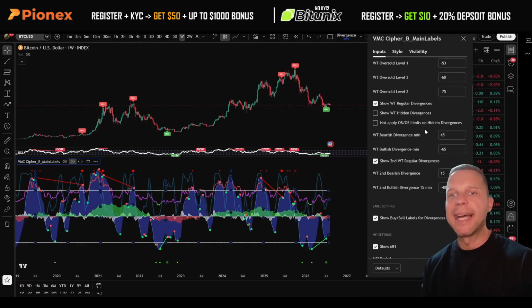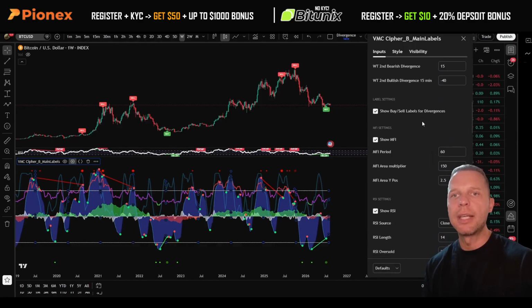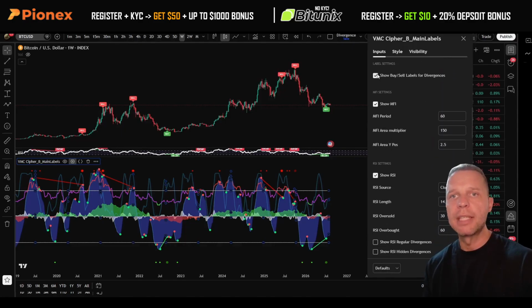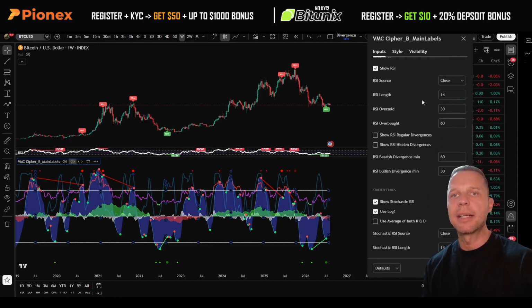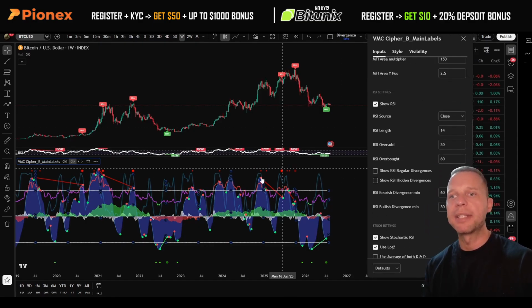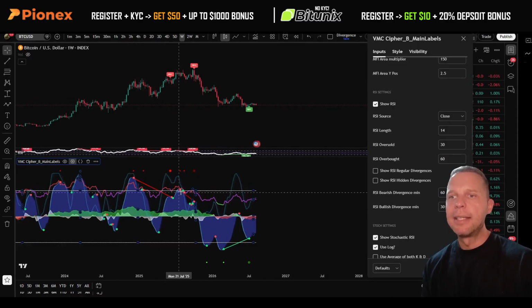But how do I get the other divergences displayed now? I just scroll down a bit here. It is important, of course, that show divergence buy and sell label is checked. And then I come to show RSI here. Because this line that you see, which is red, pink, green and so on, that is an RSI that is already built into the Cipher B here. And there I can go to show RSI regular divergence.